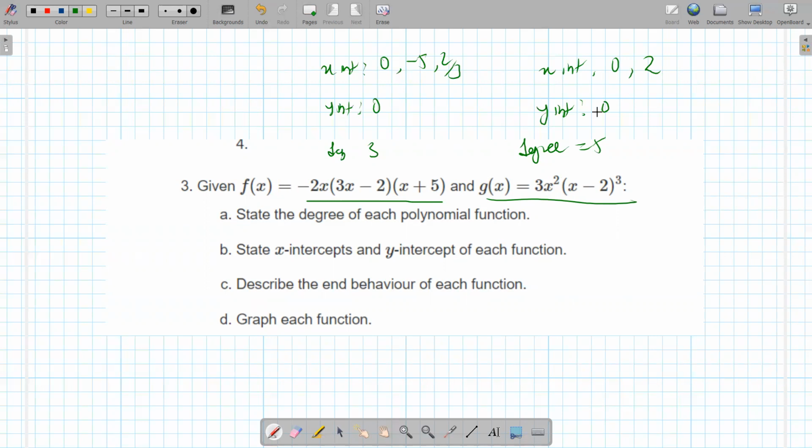Here's a quick tip. If the y-intercept is 0, an x-intercept has to be 0. That means it's going through the origin, so the x-intercept must be 0 as well.